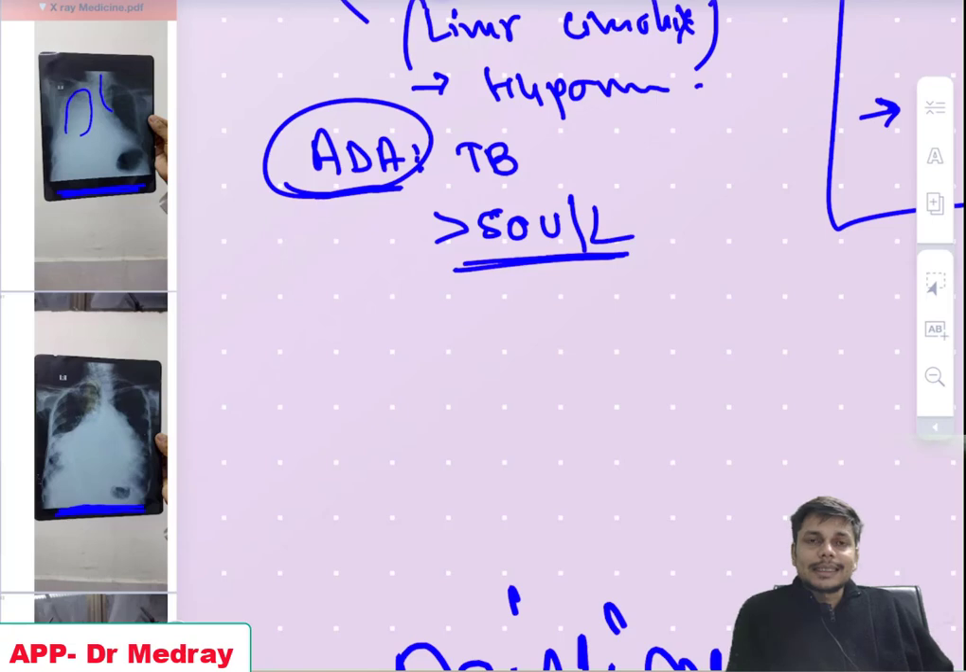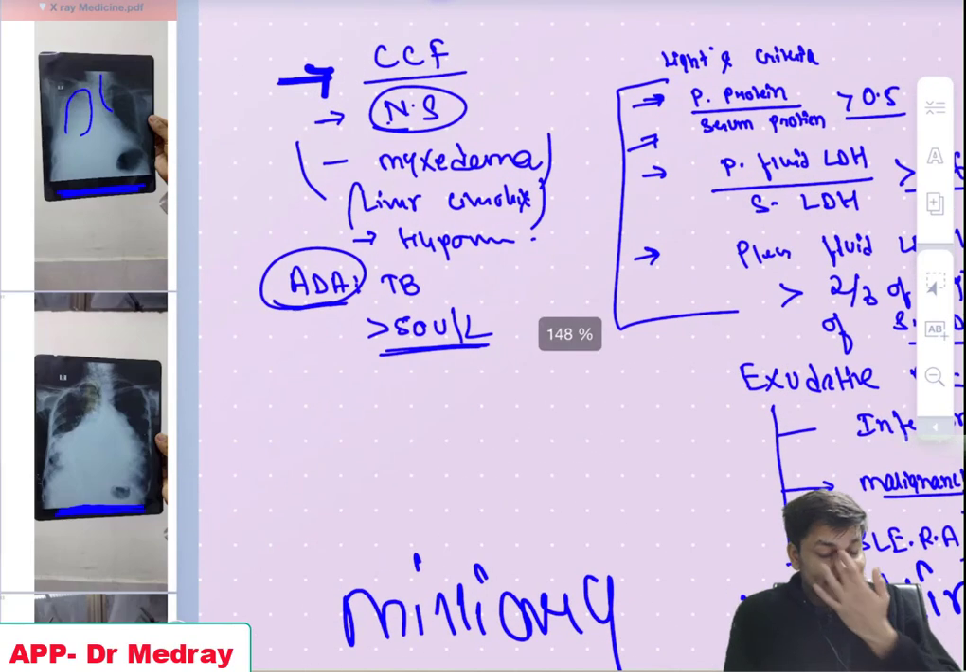So we check for the ADA level of the pleural fluid. We take out the pleural fluid, we send it to the lab for checking ADA level, and if the ADA level comes out to be more than 50 international units per liter, then it is more suggestive that the pleural fluid which is accumulating in the patient is most likely because of tuberculosis, and we start the patient on anti-tubercular therapy. So this is about the ADA level.